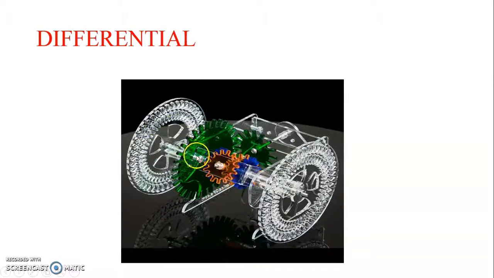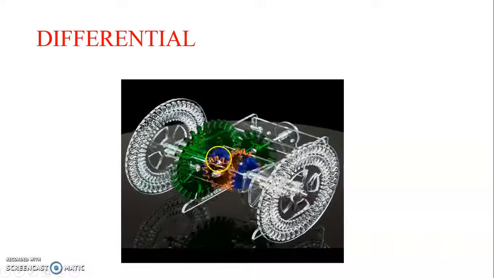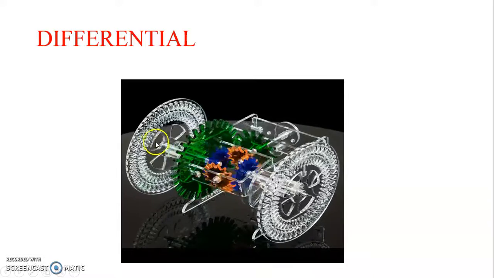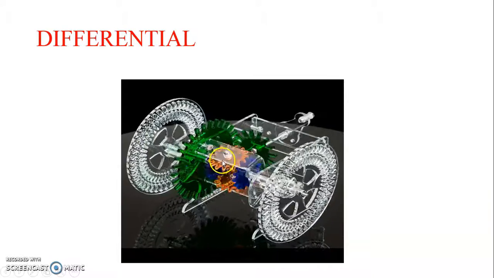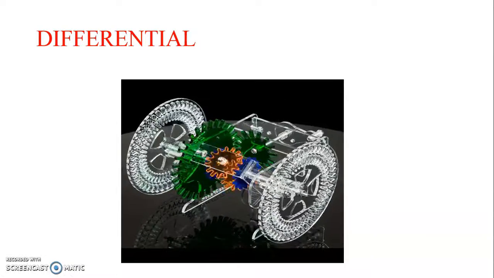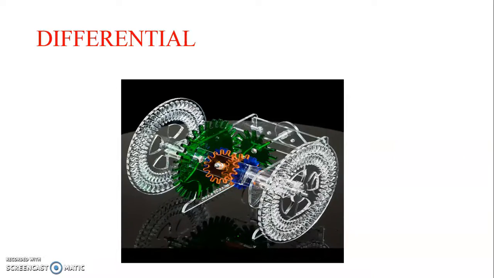At that time, due to this bevel gear arrangement, more power is given to this side. Okay, and this differential makes it possible to give different speed or different power to both sides of the wheels.